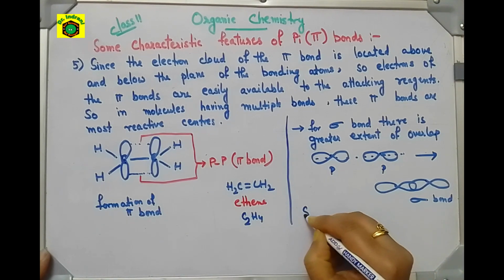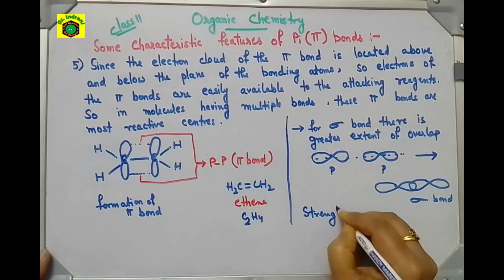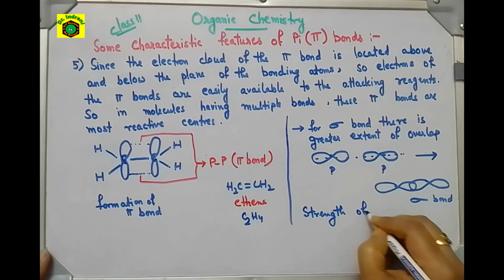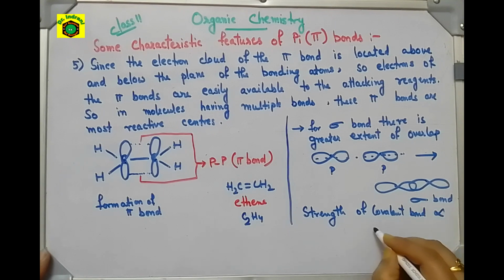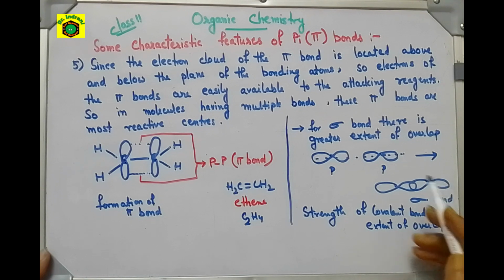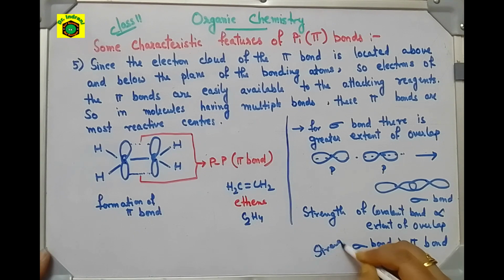And remember one thing, strength of covalent bond is proportional to extent of overlap. Since extent of overlap is greater in sigma bond, therefore sigma bond is stronger than pi bond. Strength: sigma bond is stronger than pi bond. Therefore pi bonds are more reactive.